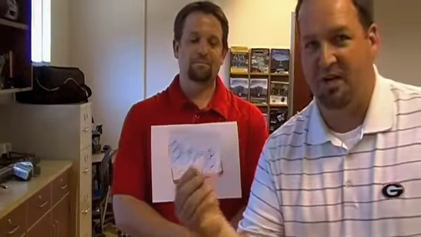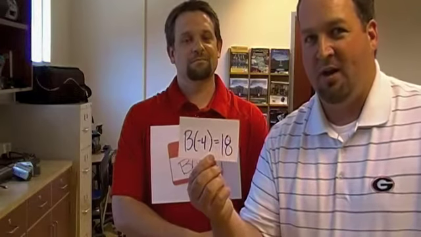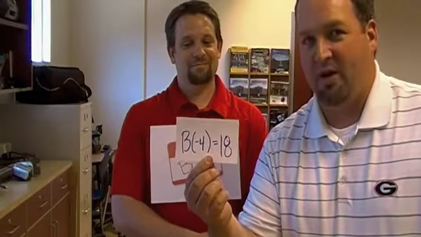All right, put in a negative 4, get out an 18. In function notation, we write B of negative 4 equals 18, which gives you the ordered pair negative 4, 18. All right, thank you, B of X.